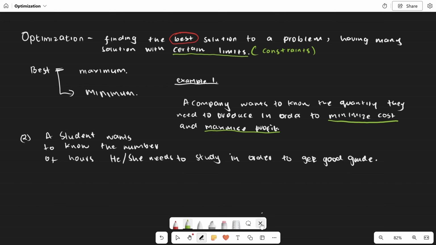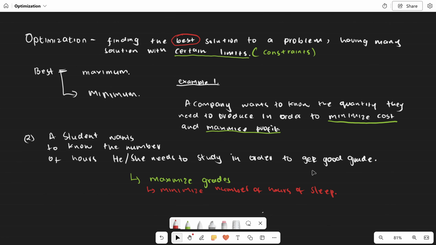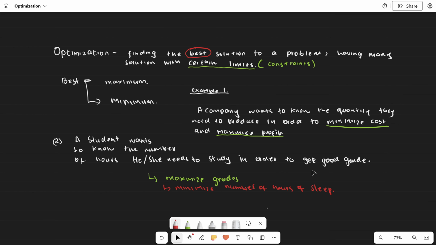So this means what? So in this case, we could be maximizing what? So we try to maximize grades, right? But we must also minimize what? To minimize maybe the number of hours of sleep, right? So these are the two examples. These are just two different examples of optimization, right?